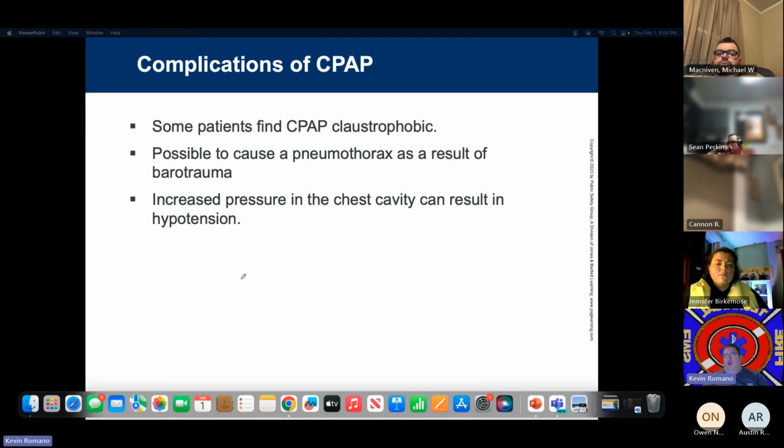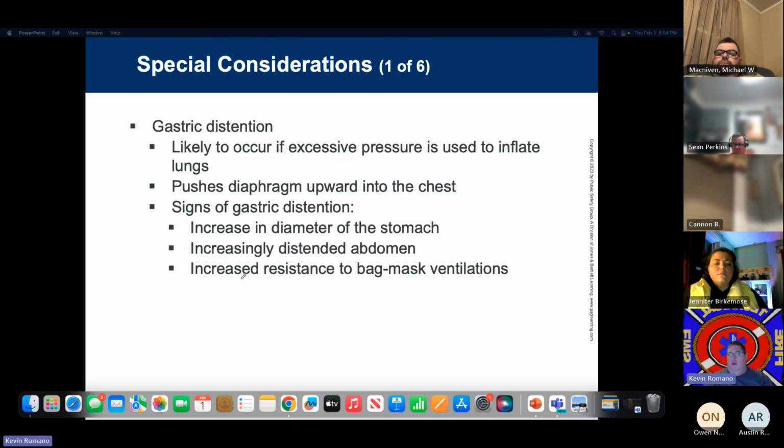Other complications: a possible cause of a pneumothorax. You can cause a pneumothorax as a result of barotrauma. Increased pressure in the chest cavity can also result in hypotension, all that pressure that's in the chest. Gastric distension is likely to occur if excessive pressure is used to inflate the lungs. That's why we keep talking about finding what works for the PEEP for that patient. It pushes the diaphragm upward into the chest. Signs of that would be obviously a distended abdomen, inability or increased resistance with a BVM, or an increase in diameter of the stomach.